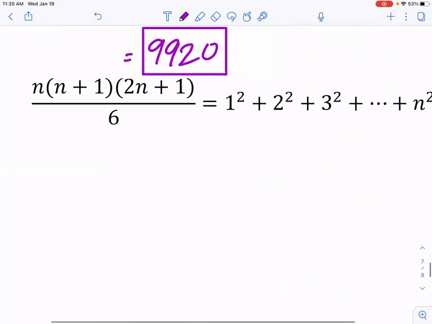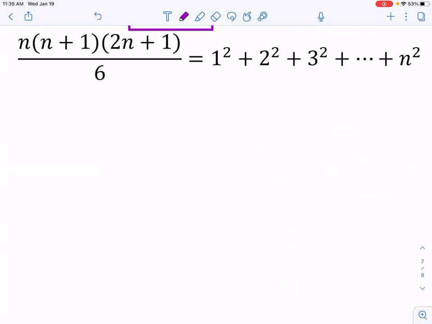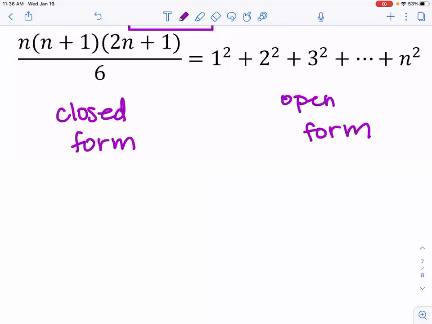Okay, so we know that 1 squared plus 2 squared plus 3 squared plus 4 squared all the way to n squared is the same thing as n times n plus 1 times 2n plus 1 all over 6. This is what we call closed form, and this is what we call open form. So you are going to get some problems, and we'll do an example here in about 1 minute, where I'm going to ask you to take a summation and write it in closed form. That would be what is on the left there.